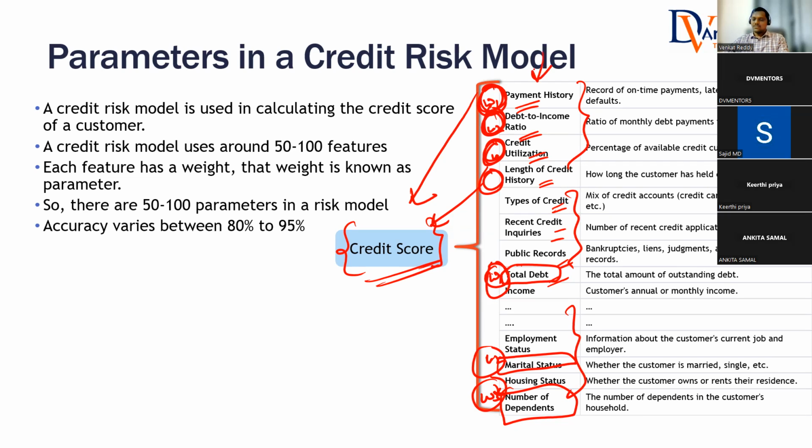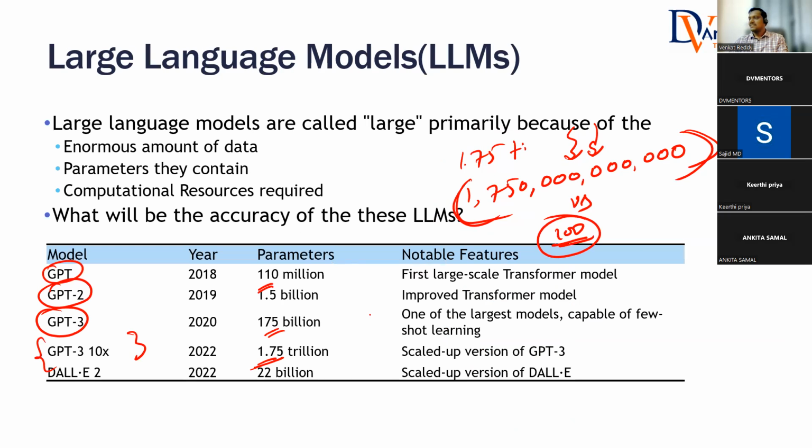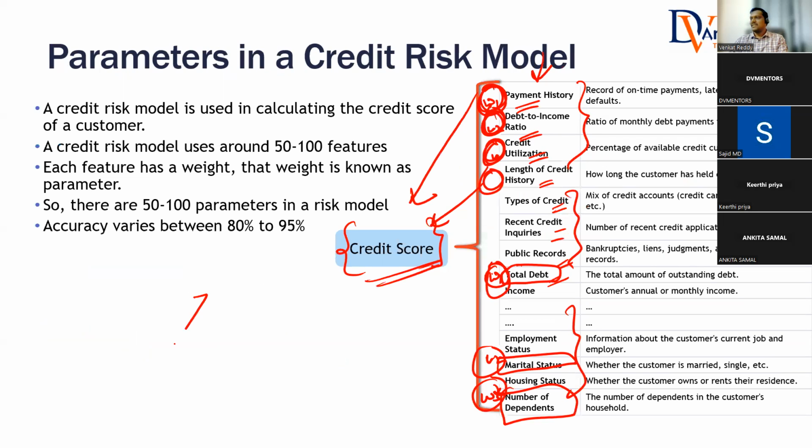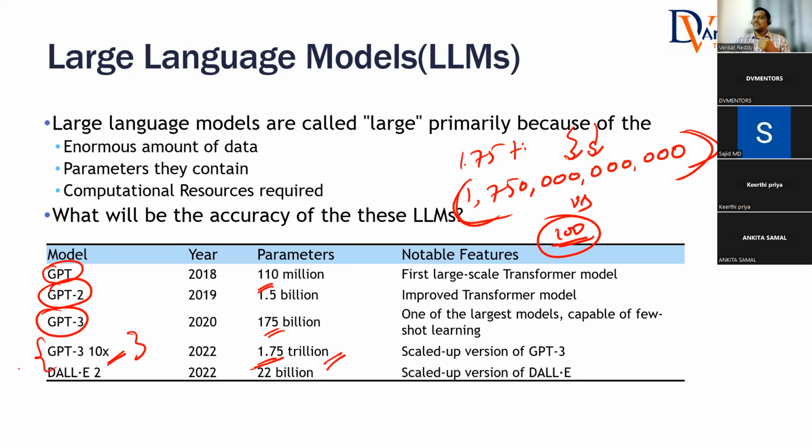Similar to that, there will be around 1.75 trillion weights that will be used in predicting what is next. Here it was just a prediction of 0 versus 1, whether a customer will be defaulter or non-defaulter, whether a good customer or bad customer. But here we are doing various tasks like summarizing the text or predicting the next word in the text or doing the sentiment analysis, etc.